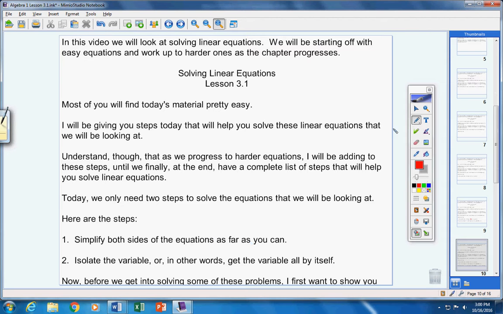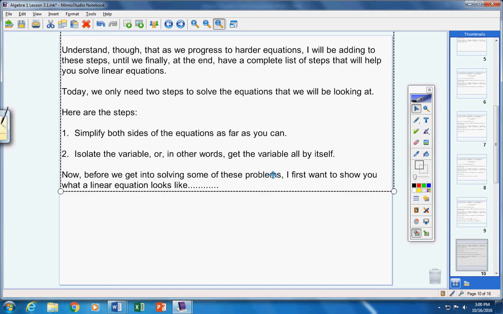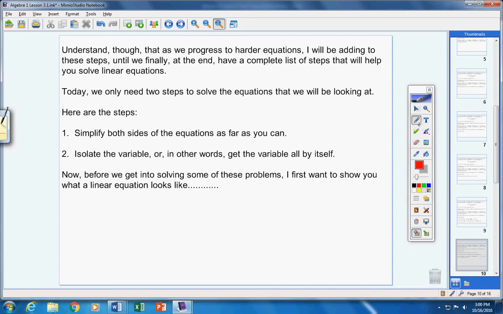Now, before we get into solving some of these problems, I want to show you what a linear equation looks like. Now, you do not necessarily have to copy these examples down. That's up to you, okay? You can if you want to. This would be an example of a linear equation. Now, they can get a lot harder than that, but there's a linear equation.